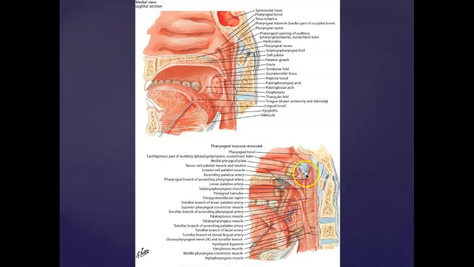So levator is going to lift it, and then tensor veli palatini is going to tense that, kind of come around. It's going to hook around on each side, through a little sling, a hook called the hamulus of the pterygoid bone, the pterygoid process of the sphenoid. And it's going to attach to the soft palate as well. So the levator is going to lift it, and the tensor veli palatini is going to tighten it up and really hold that soft palate tight. And together they'll keep that opening to the nasopharynx closed during swallowing.